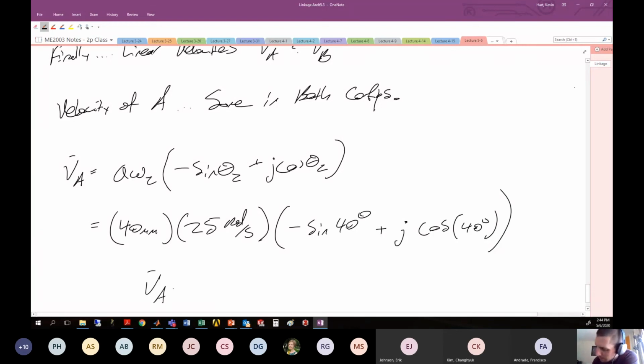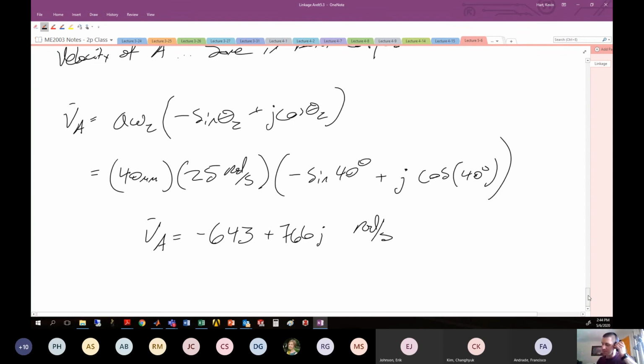If I work through this, I'll have real and imaginary components that look something like negative 643 plus 766 j radians per second. That's your velocity of A at this particular instant.